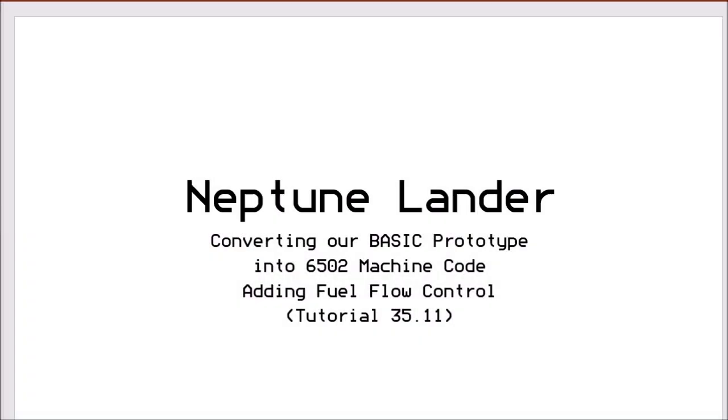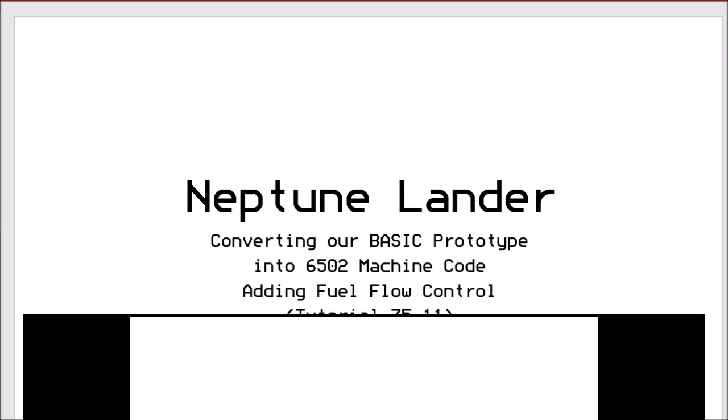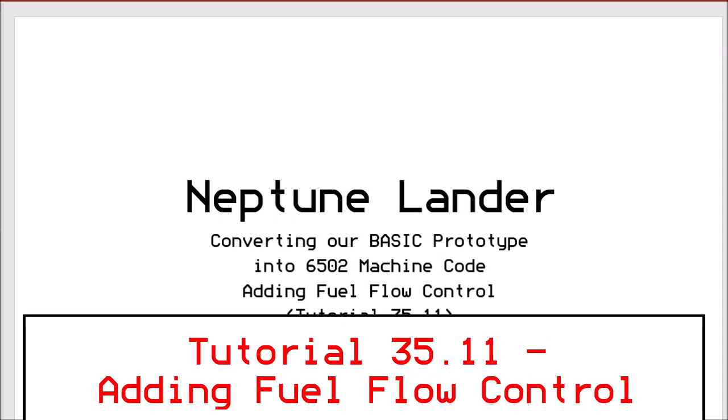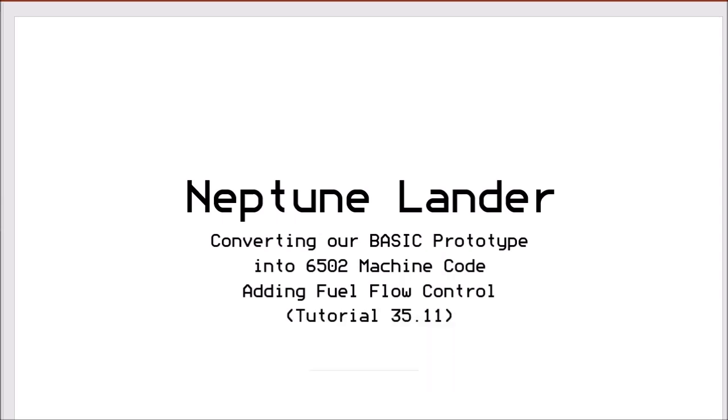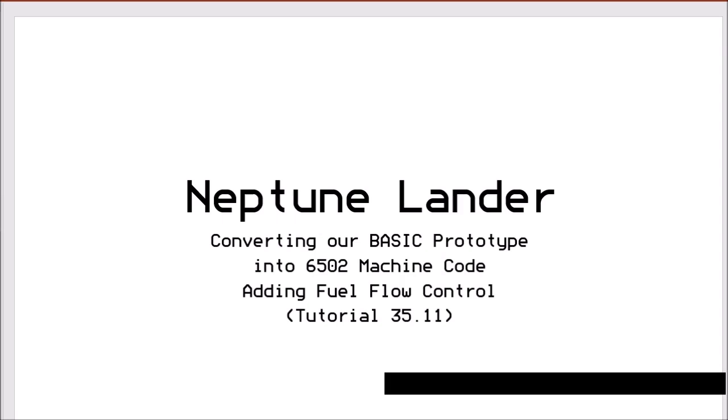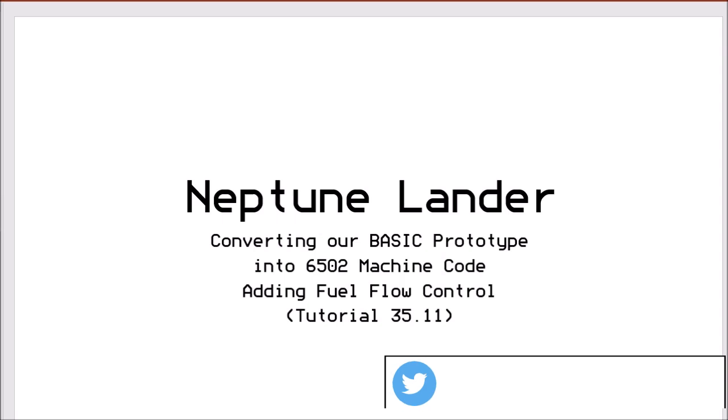Hello, Johnny here again. This is part 11 of tutorial 35. In this tutorial, we're going to add the fuel flow control. Once you've run out of fuel, we're going to stop the lander being able to fire its boosters.